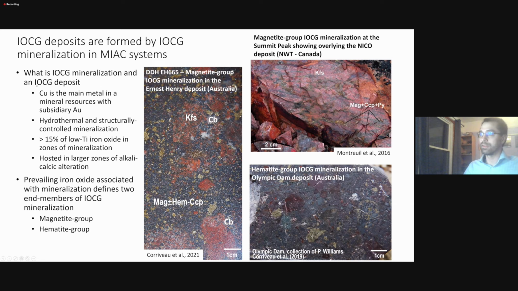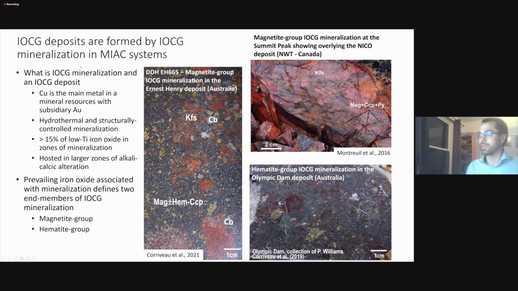Another important aspect is that they need a high percentage of iron oxides, especially associated with mineralization. In this case, we have magnetite group IOCG mineralization, and associated with the deposition of chalcopyrite, we have intensive precipitation of magnetite variably associated with carbonates. In general, IOCG mineralization will be hosted in a much larger zone of alkali and alkali-calcic alteration, so a zone of sodic alteration or sodium-calcium alteration. So this is really what IOCG mineralization is, and when we discuss IOCG mineralization within the system, this is what we should be referring to.